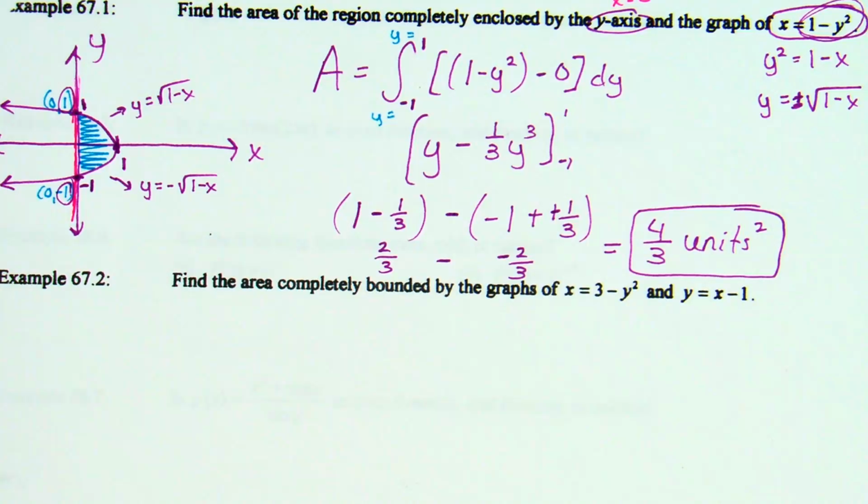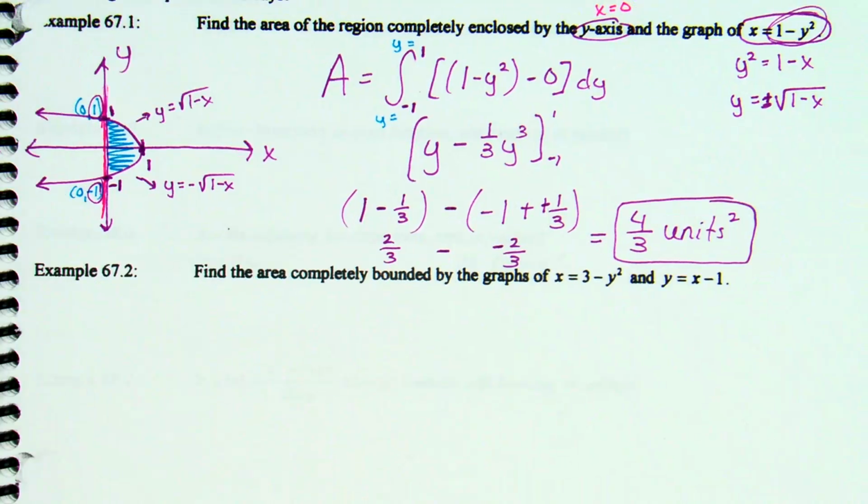Find the area completely bounded by the graphs of x equals 3 minus y squared and y equals x minus 1.